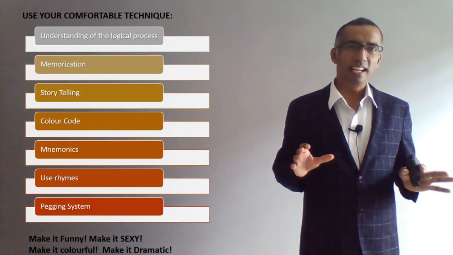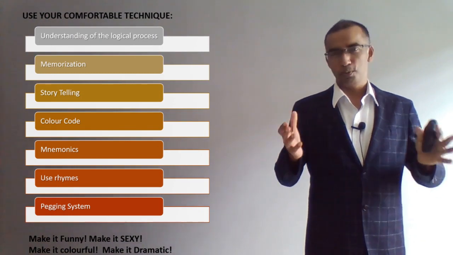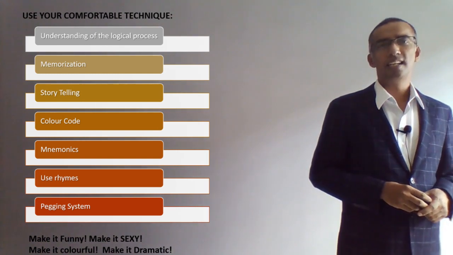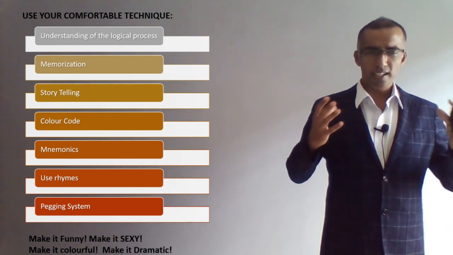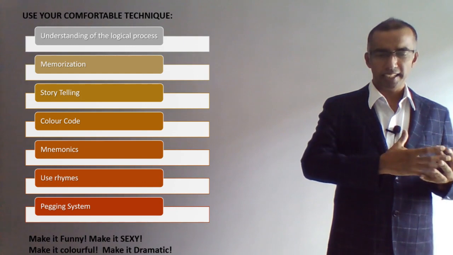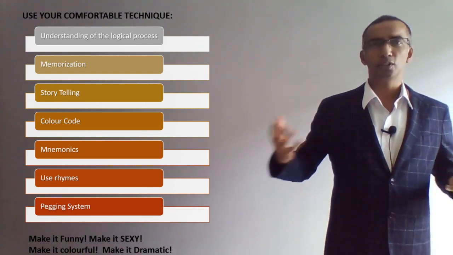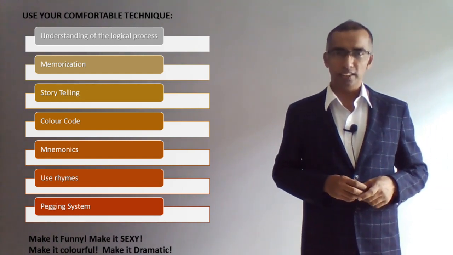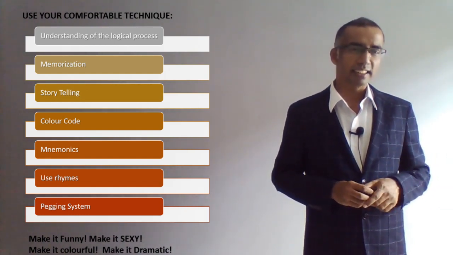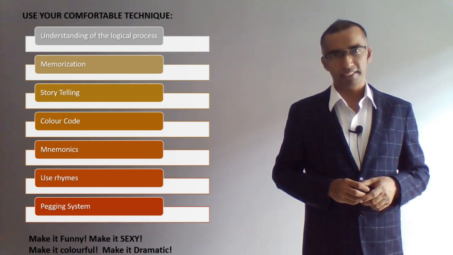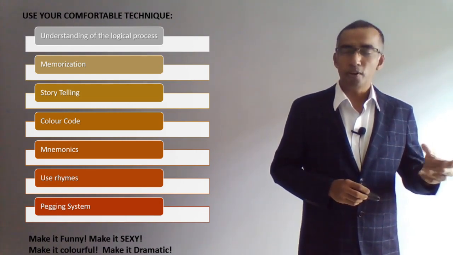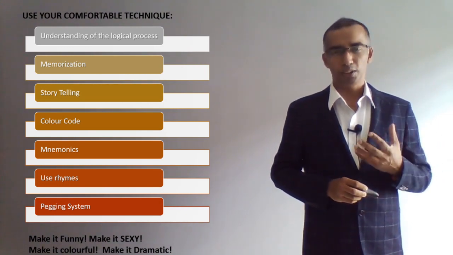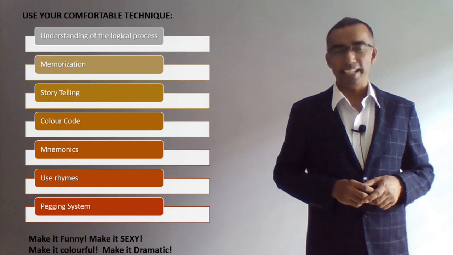Some participants love memorizing. So if you are good at memorizing, go ahead with the memorizing technique. But some participants love it when they convert the entire project into a storyboard or storytelling. That's another technique. Or we can also use color codes to differentiate each one of the process areas, knowledge areas, and also the life cycles. We can also use mnemonics to remember. We can also use the rhyming method to remember our story. Or you can also use a pegging system.